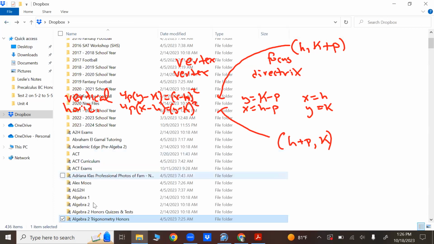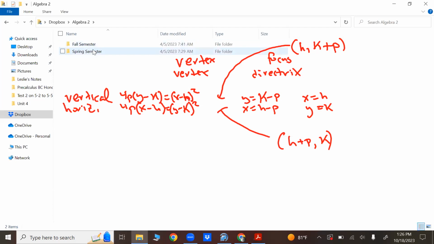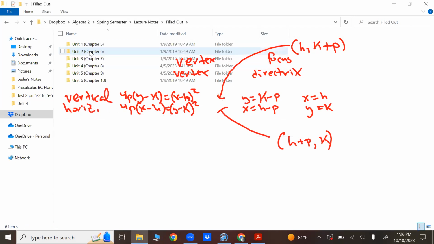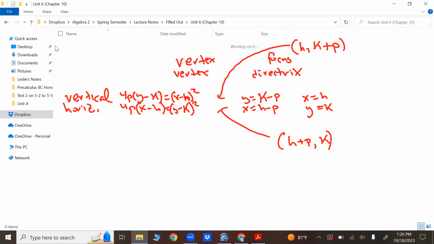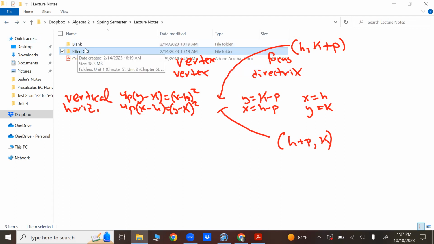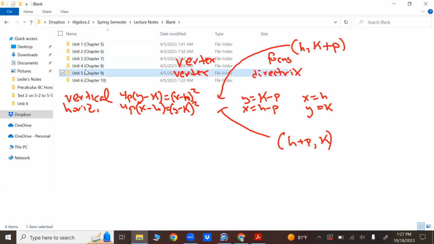Wait, it literally says that's the directrix. Yeah, the P. Oh, it's 3 over 4. Yeah, you did right. That would be the directrix. Focus. You did right. Directrix or focus would be... You did right.